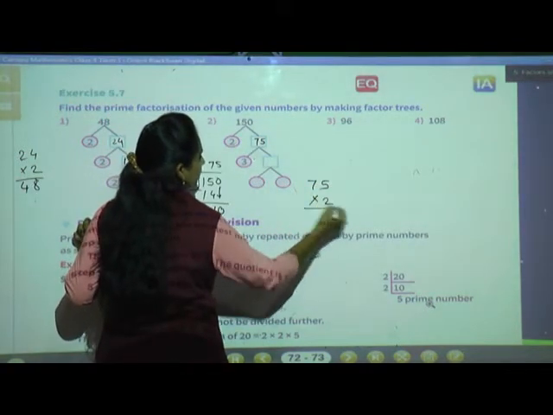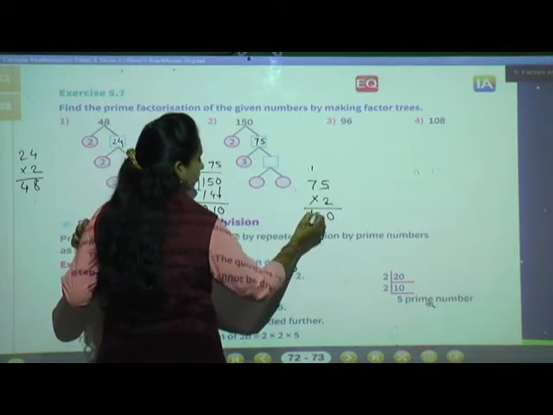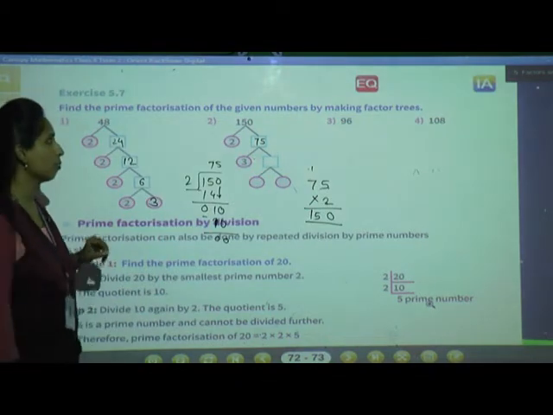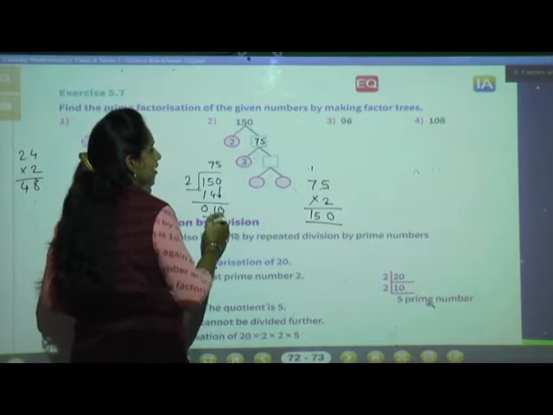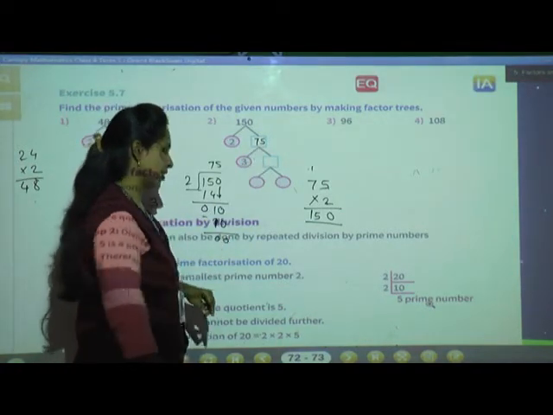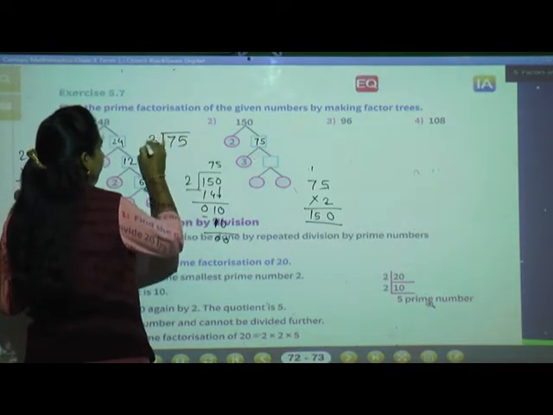You can cross check again. 75 multiplied by 2. 2 5s are 10. 2 7s are 14 plus 1, 15. See, 150 is a composite number, isn't it? This is prime factorization. Now how can we split up 75 into 3 multiplied by what that we get 75? Then again go with the division.